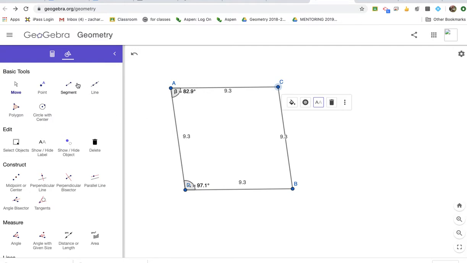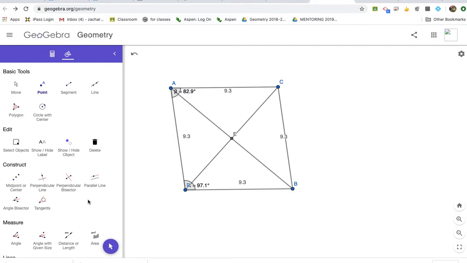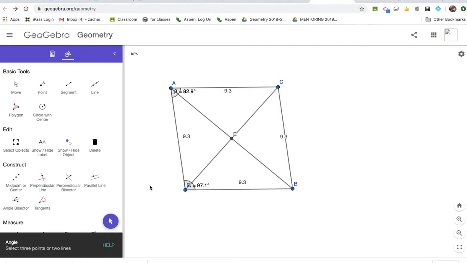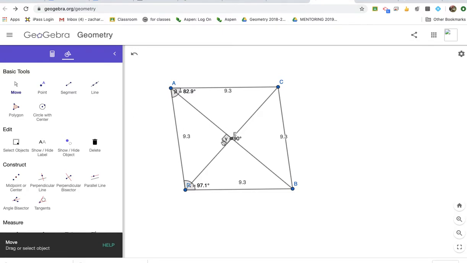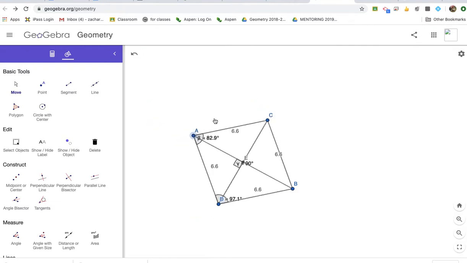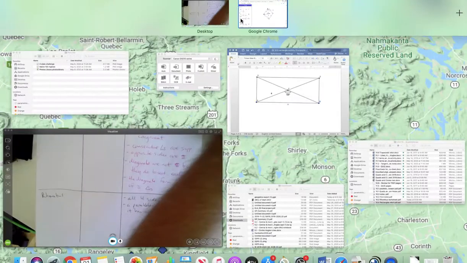Now if we construct the diagonals, they're definitely not congruent if you look at it. But if I construct those two diagonals, put a point right here, and measure the angle I have right here, you can see that it's a right angle. The other ones will also be right angles, because vertical angles are congruent and these two add up to 180. If I drag it around, it's always true, so let's add that as a property.